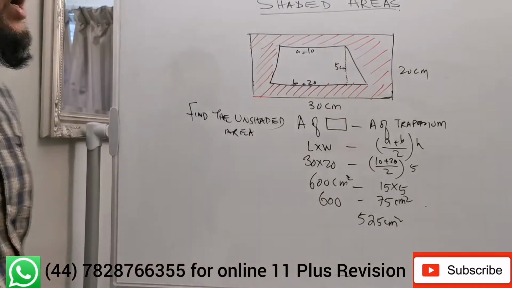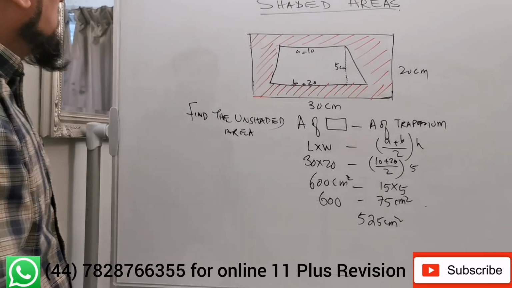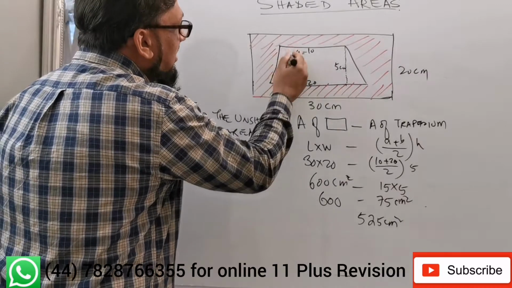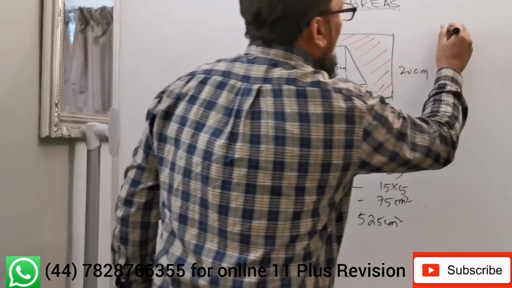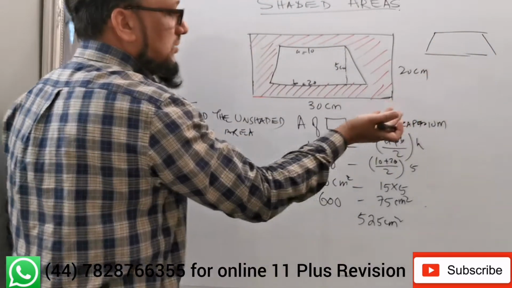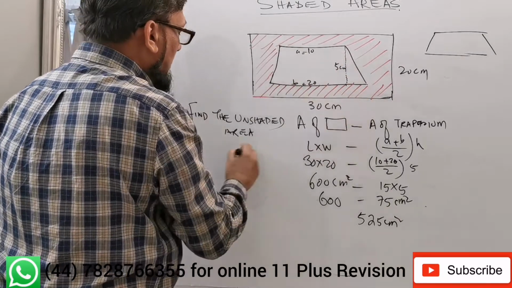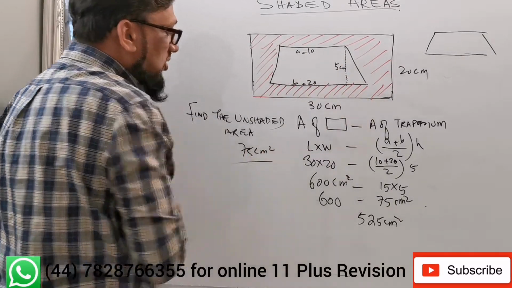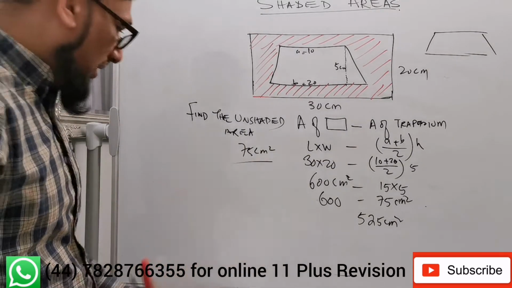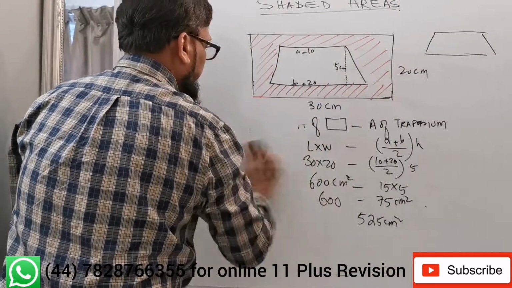what's the answer? Very simple. Your answer will be 75 centimeter square, because they are not asking about this shaded area, they are asking about the unshaded area. And what if I ask you to find the area of the trapezium? This is the area of the trapezium, which is 75. So the unshaded will be 75 centimeter square. So it depends upon the question, what the examiner is asking. Now move to example number 3.